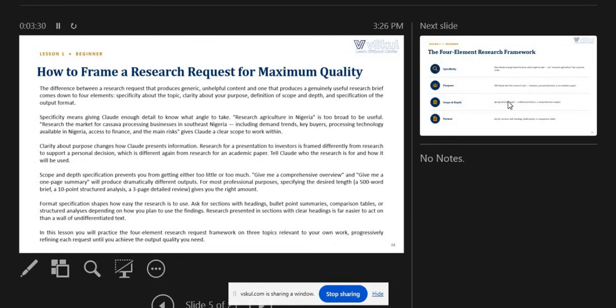You see the clarity. Now, clarity about purpose changes how Claude presents information. Research for a presentation to investors is framed differently from research to support a personal decision, which is different again from research for an academic paper. Tell Claude who the research is for and how it will be used. Scope and depth specification prevents you from getting either too little or too much. For example, "give me a comprehensive overview" and "give me a one-page summary" produce dramatically different output.